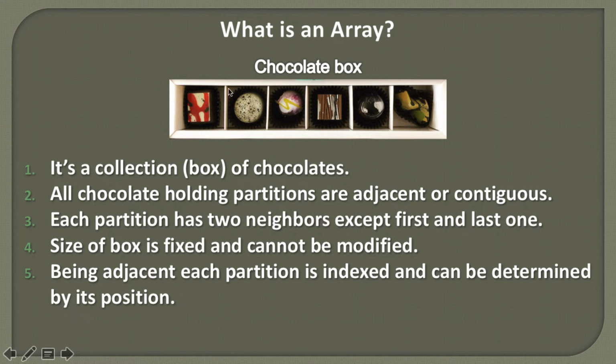And also we saw that these partitions are adjacent to each other. Therefore they are also indexed and can be determined by their position. Looking at the box, we can simply number a position and ask, okay, I need the third chocolate or the fourth chocolate, because we know that these chocolates are adjacent and inherently indexed. So friends, a similar analogy can be applied to an array.